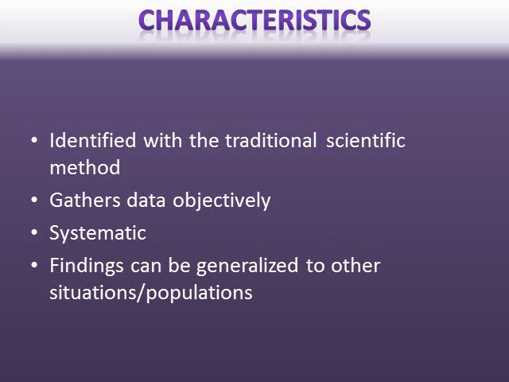So what are the general characteristics of quantitative research? Well, it tends to be more identified with what we think of more as the traditional scientific method, by which I mean it tries to gather data in an objective way to improve the rigor of the findings. It also generally is very systematic and takes a structured approach to gathering data. It does this because it tries to make that information more generalizable to other situations and populations, and to produce numerical data that really accurately represents the relationships of the variables being addressed.